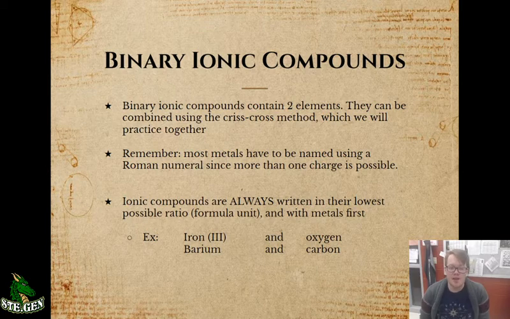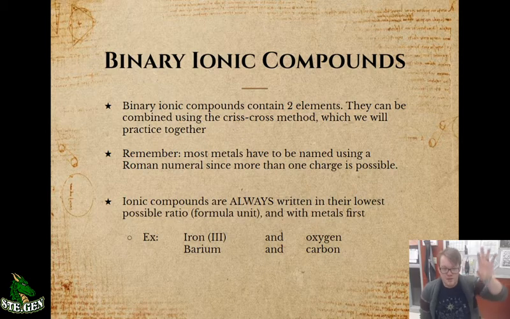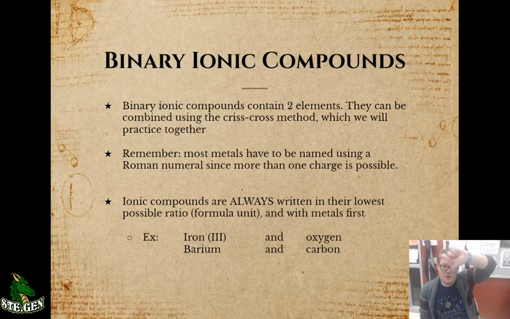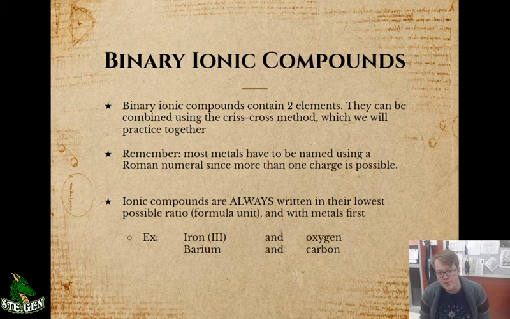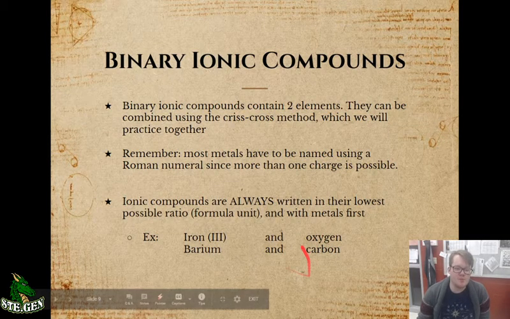If it's a binary ionic compound, we just use the crisscross method, or it's called crossing your charges. Remembering that most metals have to be named using a Roman numeral, unless they're in that very small column on the one left-hand side, or if they are aluminum, zinc, cadmium, or silver. You need to have a Roman numeral. And then they're always written in their lowest possible ratio. So you wouldn't do like Na2Cl2. That's technically correct, it balances, but you could reduce that to Na and Cl. So we're going to do examples of these in a moment.